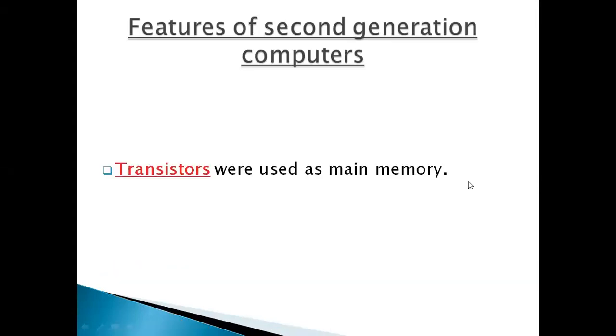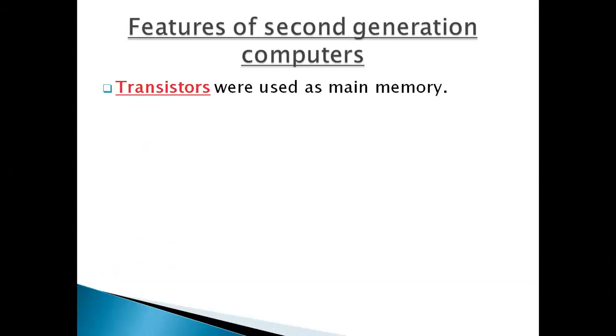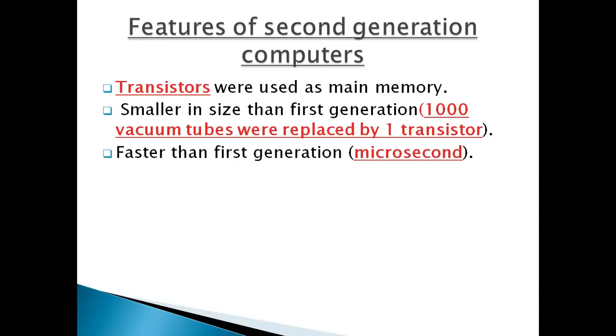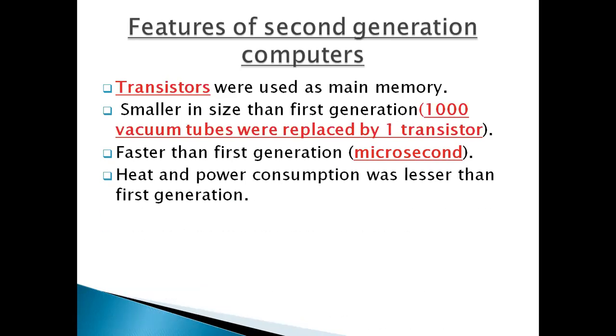Okay, now transistors were used as main memory. So in first generation computers, vacuum tubes were used as main memory, whereas in second generation, vacuum tubes were replaced by transistors. Smaller in size than first generation because approximately 1000 vacuum tubes were replaced by one transistor. So, faster than first generation, whose speed is measured in microseconds. Heat and power consumption was lesser than first generation because size was reduced.